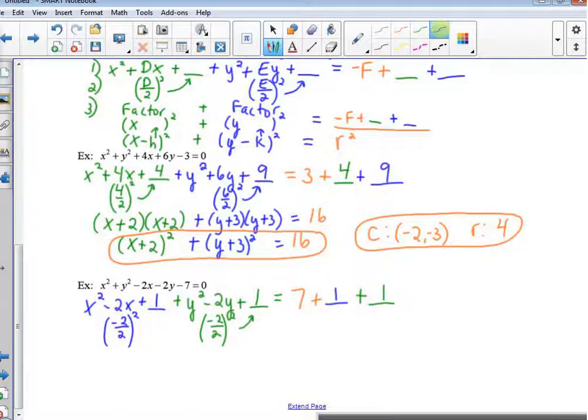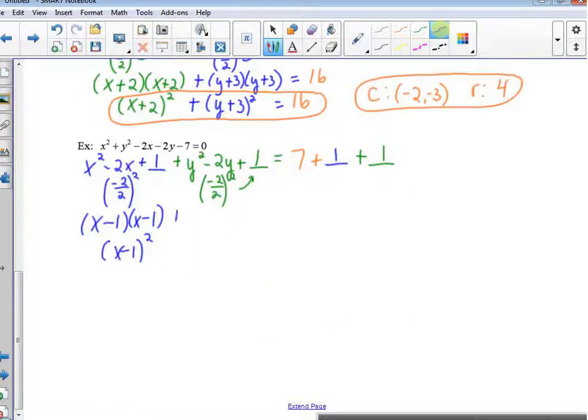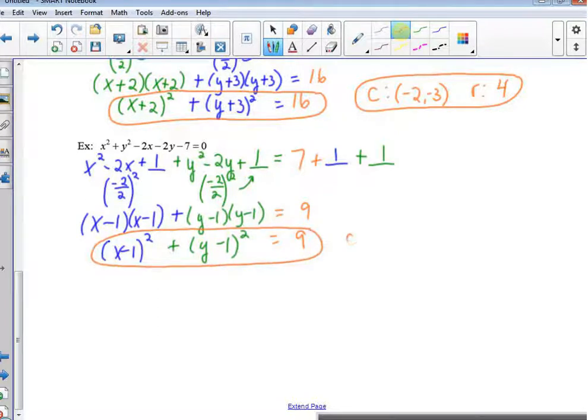Now I'm ready to factor. So it's going to be x minus 1 times x minus 1, which is really just x minus 1 quantity squared, plus y minus 1 times y minus 1, which is really just y minus 1 quantity squared. And then that equals 9. So there's my center radius form. My center now is 1, 1, and my radius is 3.